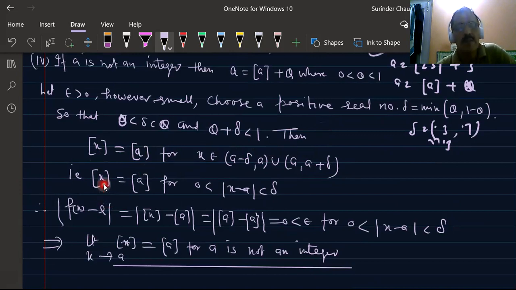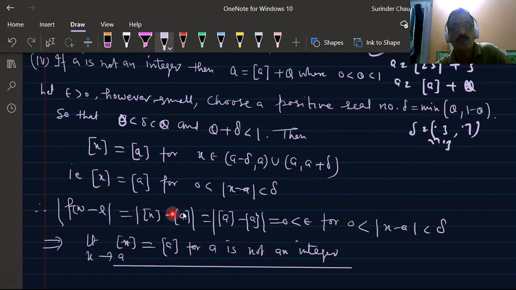That is, the greatest integer function of x is equal to the greatest integer value of a for all x in the delta neighborhood of a. Now substitute this value. Now by definition, given epsilon greater than 0, we have to choose delta to be the minimum of theta and one minus theta, meaning a value between the greatest integer of a and a.